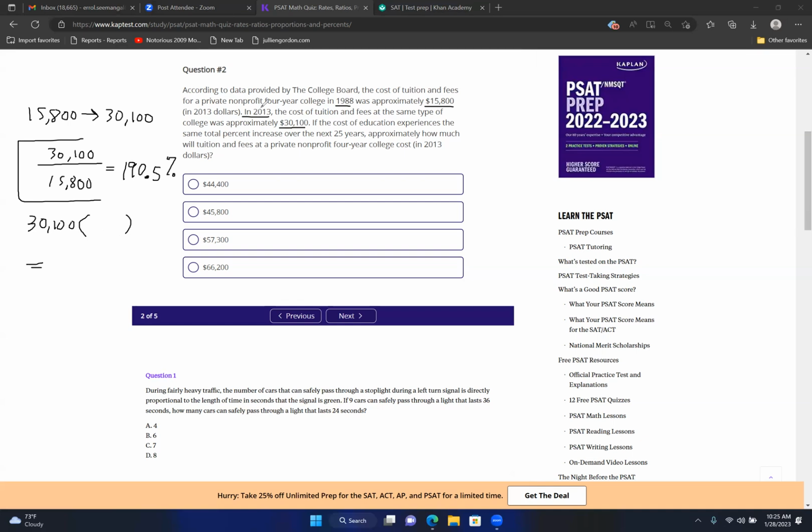Let me go back. Undo. Actually, let me show you like this. Let me do it step by step. So when you divide it, it's 1.905, right? But that's really the same thing as 190.5%, right? Percent. What we're gonna do is take that 30,000. Are we gonna multiply by the 190% or the 1.905? 1.905. Yeah. Okay, so take the 30,100 and multiply that by 1.905.